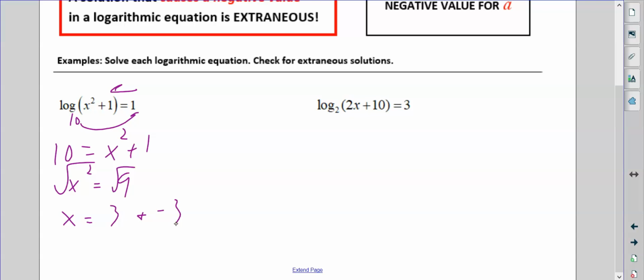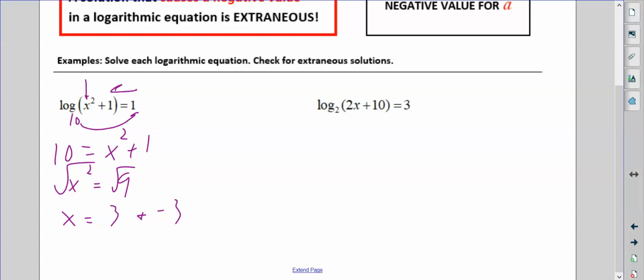Okay? So if we plug in 3 right here, we get 3 squared is 9. Okay? 3 squared is 9, plus 1 is 10. 10 to the 1 is 10, check. Negative 3 squared is also 9, plus 1 is 10, so we're good to go. Both answers are correct.